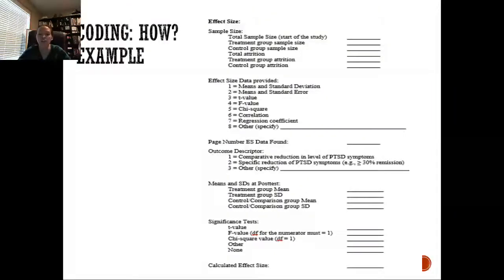And then you would skip the last part if they do provide you means and standard deviations, you skip that significance test piece. But if you don't get means or standard deviations, or means and standard errors, you'd skip that piece and you'd write in the t-value or the F-value, what have you, in order to calculate the effect size. And then you calculate the effect size at the end.